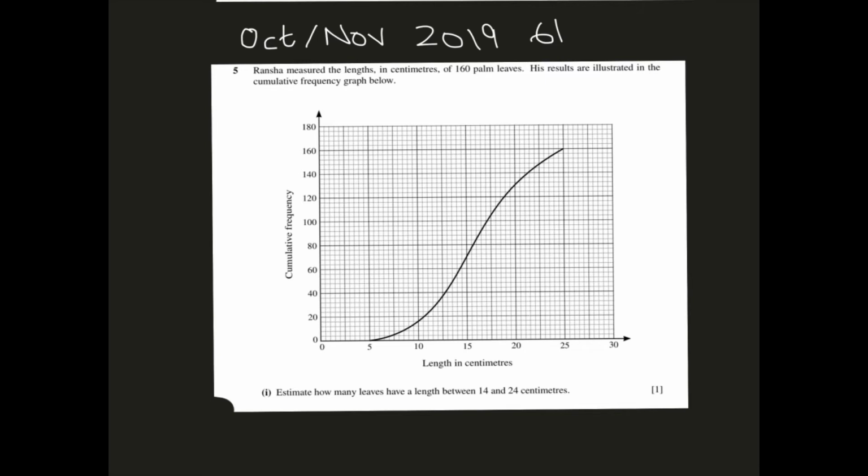So if we find out the cumulative frequency at 14 centimeters, then we basically get the frequency up to that point, right? So we will find how many leaves have the length less than 14 centimeters, right? And if we find out the frequency at 24 centimeters, then we will find out all the leaves that have the length less than 24 centimeters. And if we subtract the two, then we will find out the number of leaves that have the lengths between the two, right? So let's see our cumulative frequency at 14 centimeters.